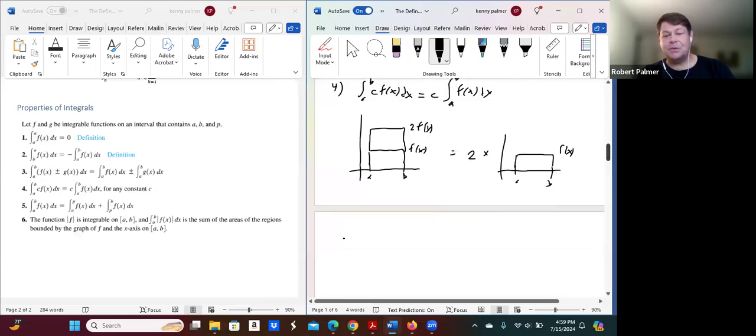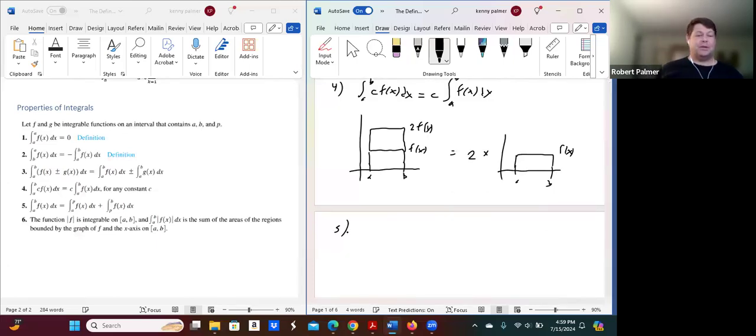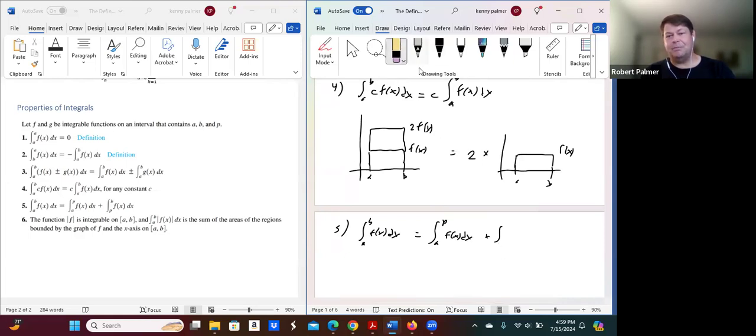Then the last one is also really useful. In fact, it's one of the most useful ones. So this last one says if I have the definite integral from a to b of f of x dx, this is equal to the definite integral from a to p of f of x dx plus the integral from p to b of f of x dx.